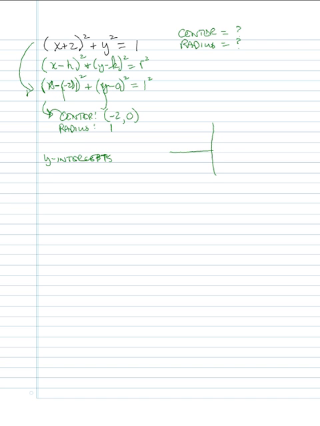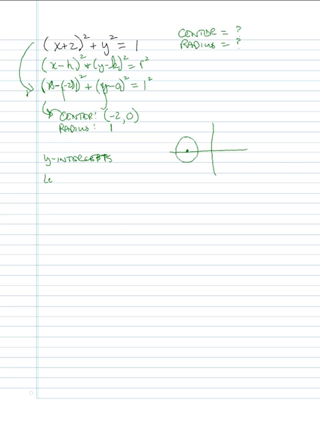If the center is at negative 2, 0, that'd be about right here, wouldn't it? And the radius is 1, then we're going to have a circle that looks about like that. And notice, there aren't any y-intercepts. Let's see what would happen if we tried to find the y-intercepts. See, there aren't any, are there? If we tried to find them, what would we do?